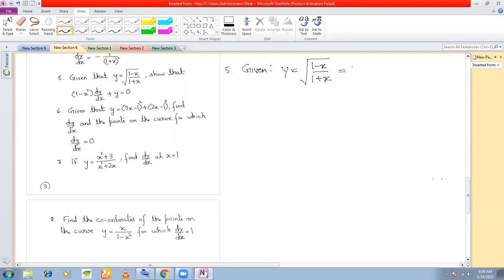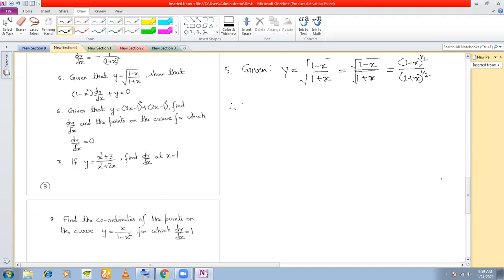y. I can write y as root (1 minus x) by (1 plus x), root 1 plus x. And root 1 minus x can be written as (1 minus x) to the power of half, and 1 plus x can be written as (1 plus x) to the power of half. Now we can conveniently use our u by v rule to find dy/dx.